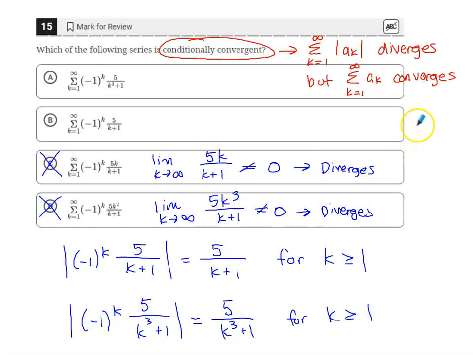So the next Bluebook test preview multiple choice for Calc BC asks us to identify which of the following series is conditionally convergent. So you obviously have to know what conditionally convergent means in order to have any success with this. So a series that is conditionally convergent requires the alternating condition to remain present in order to converge.